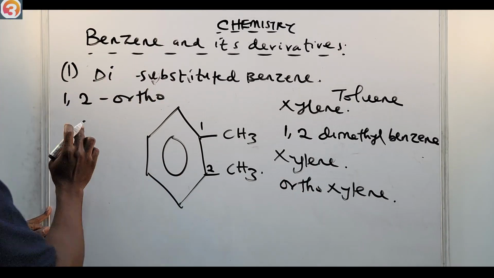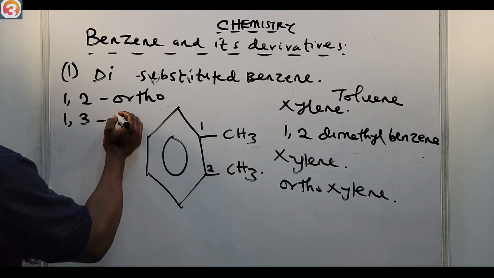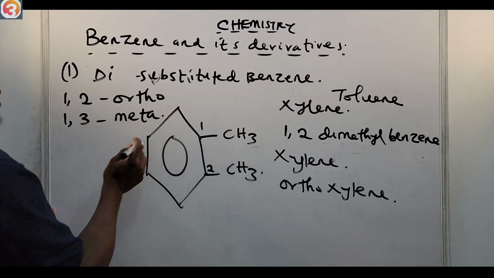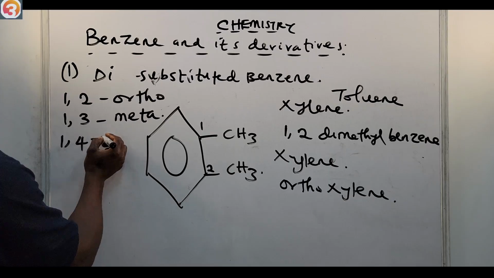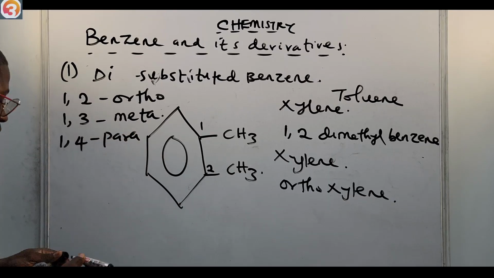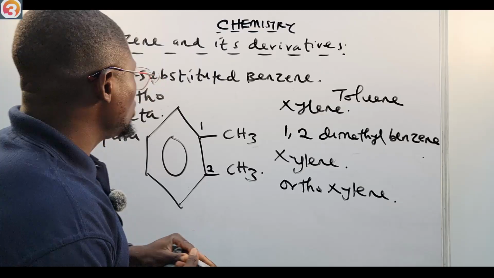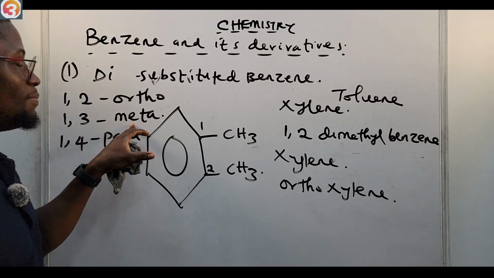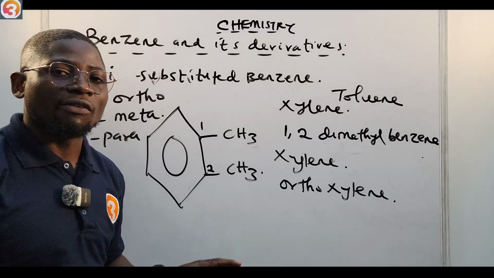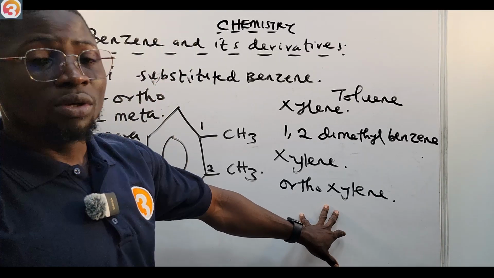All right, or if they are in position 1 and position 3, we call that meta, M-E-T-A. If they are in position 1 and 4, we call that one para. So that is 1-4. 1-4 is para, 1-2 is ortho, 1-3 is meta. Know this and know it once and for all. So please understand why we say this is also called orthoxylene.